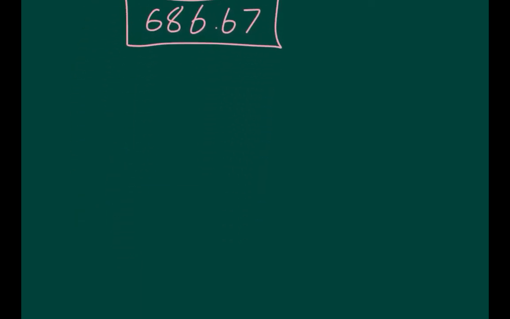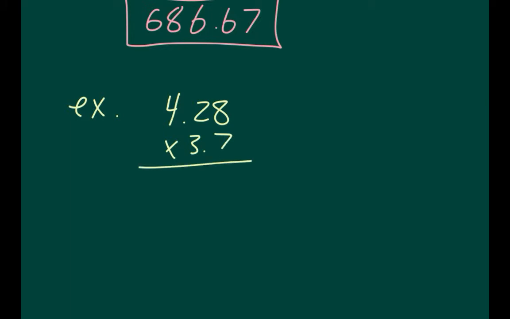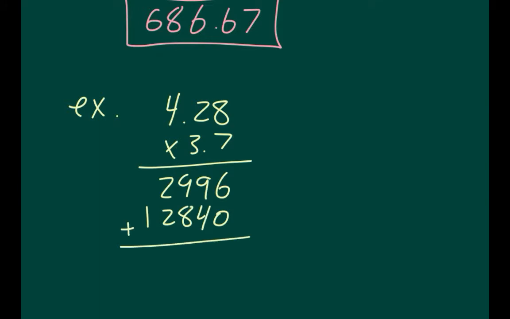I'm going to say my second example, and we won't work all the way through it. I'm just going to say it's 4.28 times 3.7. And if I were to do all the steps, I'd get 2996, put a 0 on the bottom, and then I'd have 1284. Then I add those together, and I get a 6 and a 3 and an 8 and a 5 and a 1.